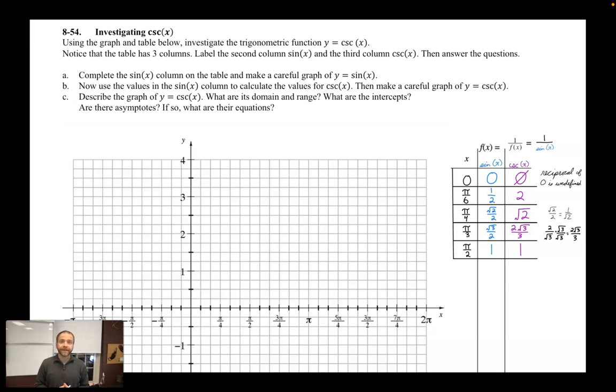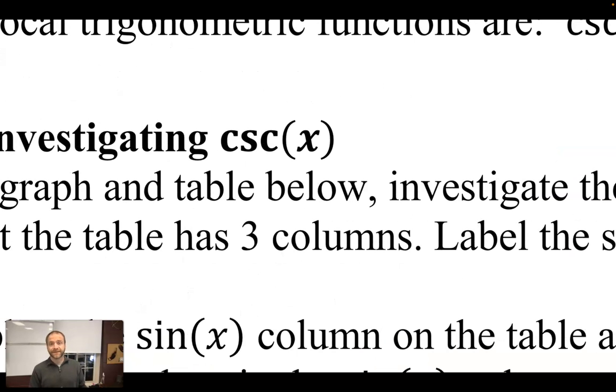So you can see we're on prompt 854, which is investigating what does the graph of cosecant of x look like. Now before we even start that, I want to first focus on the label for cosecant of x. CSC, that's what cosecant stands for. And that's the reciprocal of sine.